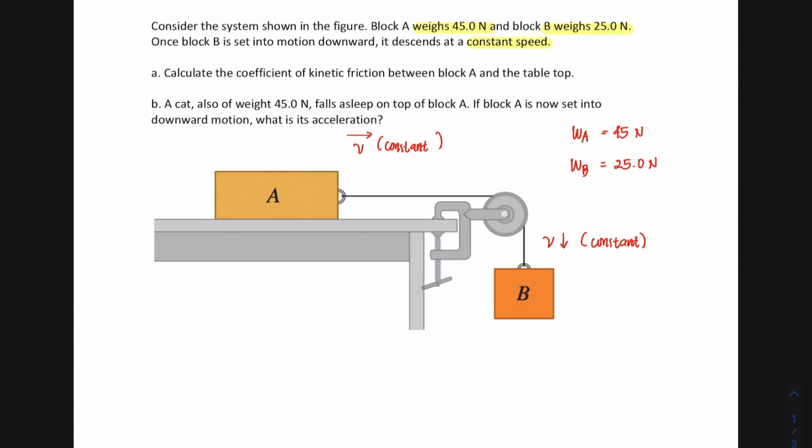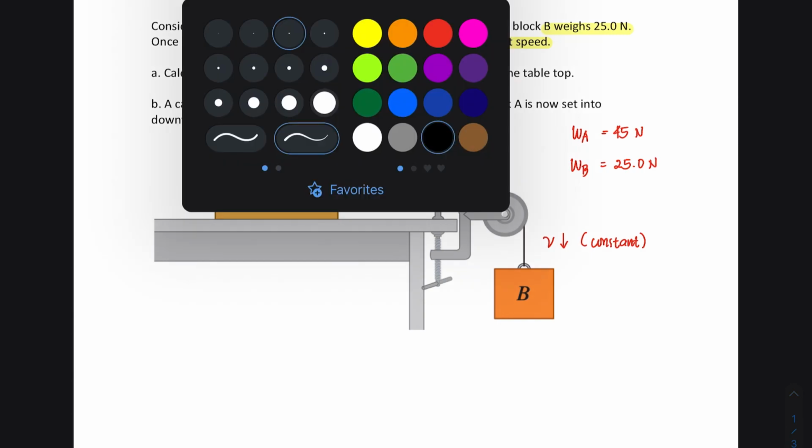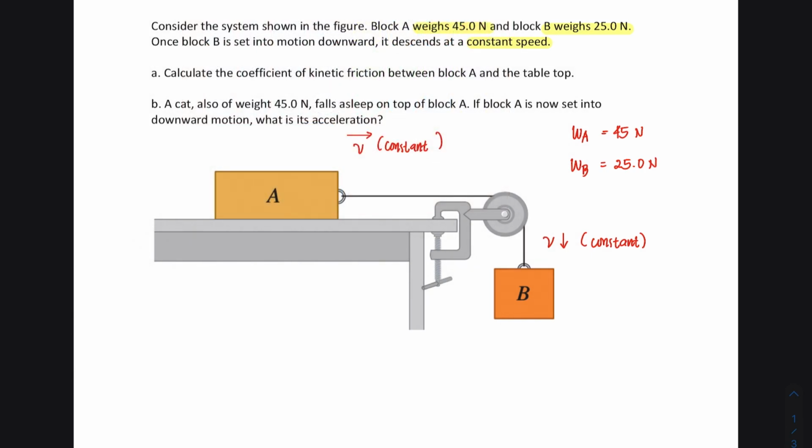So basically, if it descends at a constant speed, the velocity or the speed in that case is of course constant. So it's not changing, and that means that the acceleration on your system is equal to zero. So this will make all of our calculation easier because the acceleration is zero.